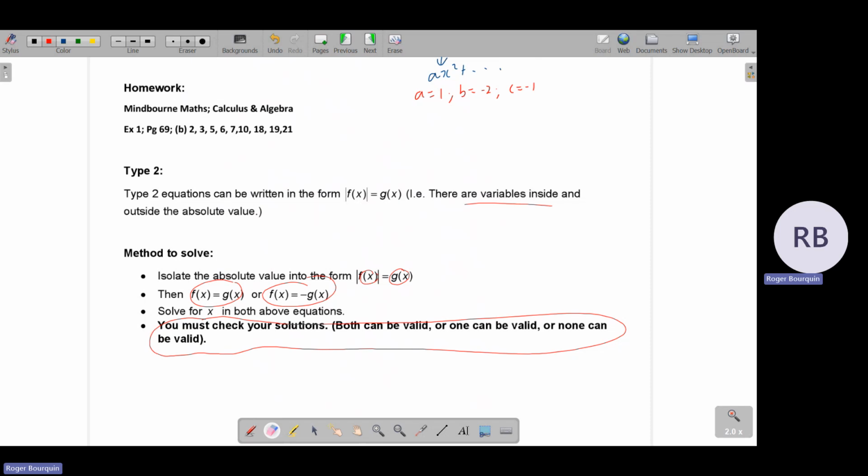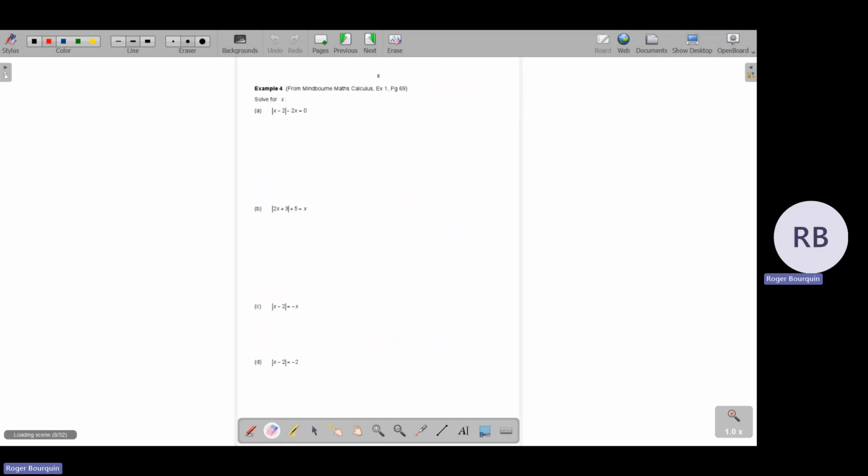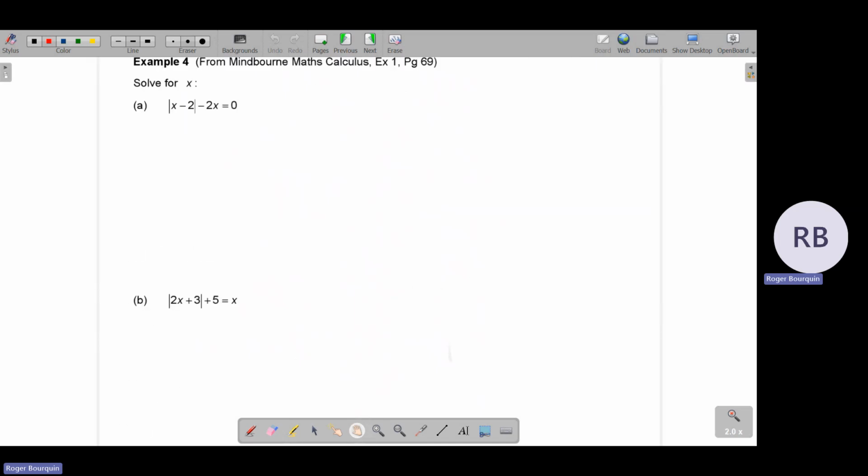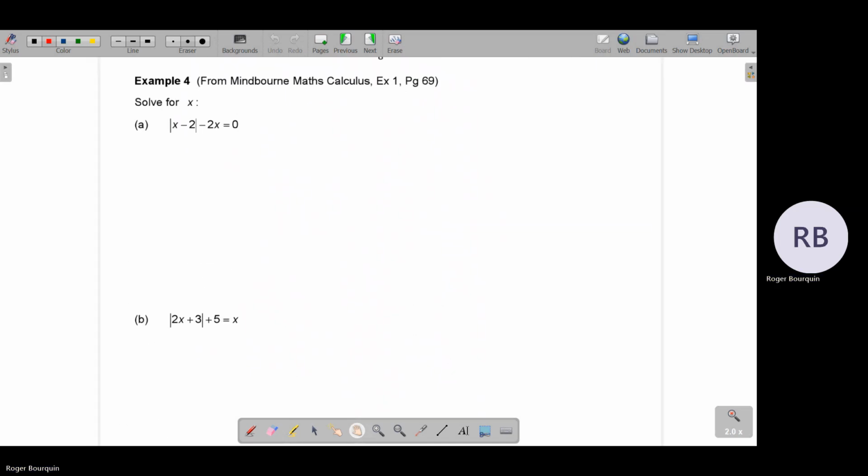We go. Okay. All right. So let's have a look. As with Kate yesterday, what's your first step going to be? Get the absolute value on its own.